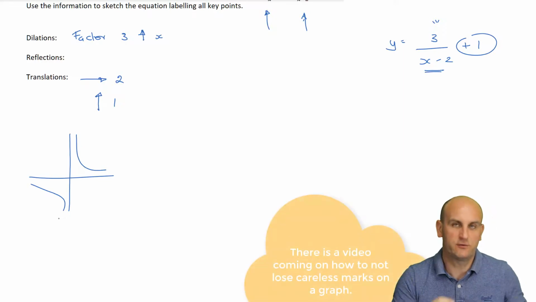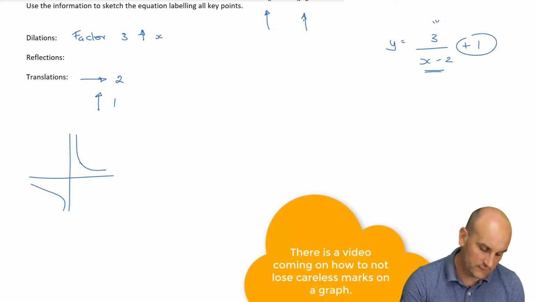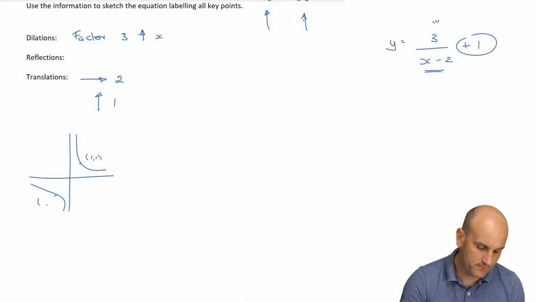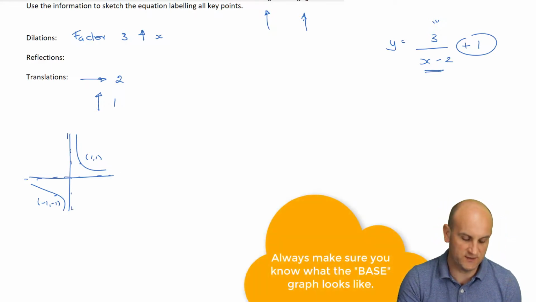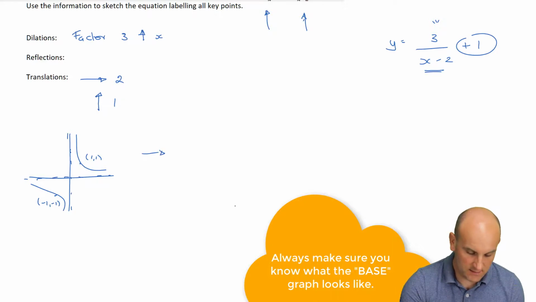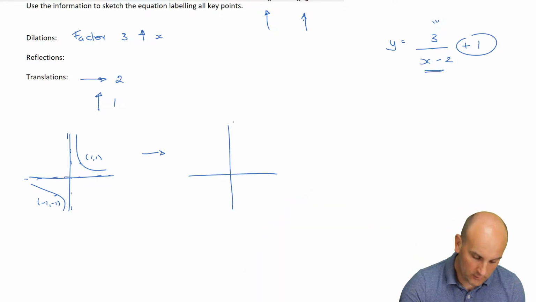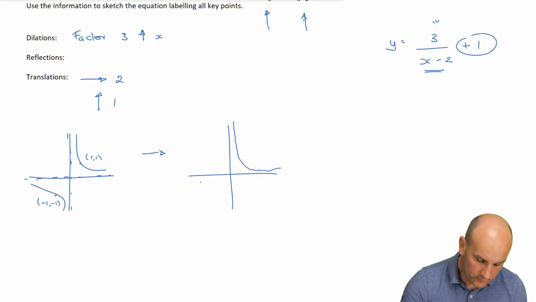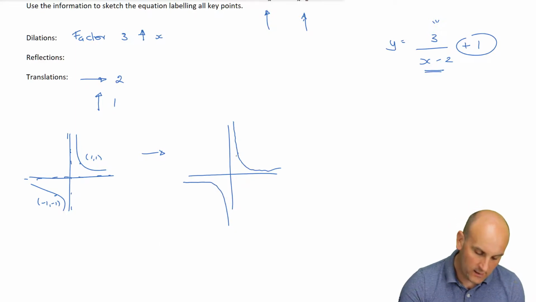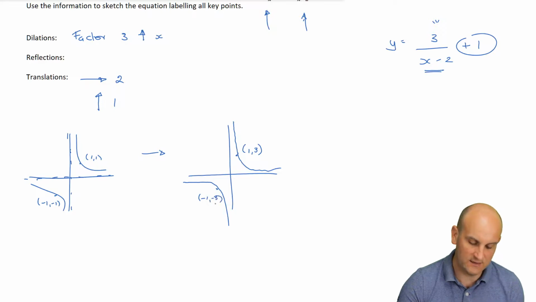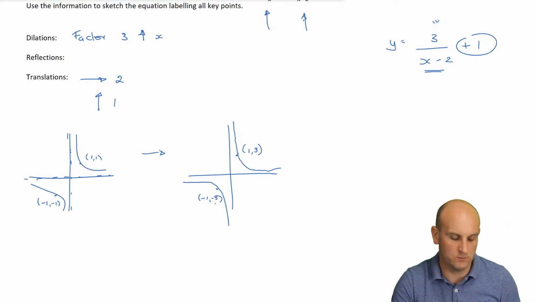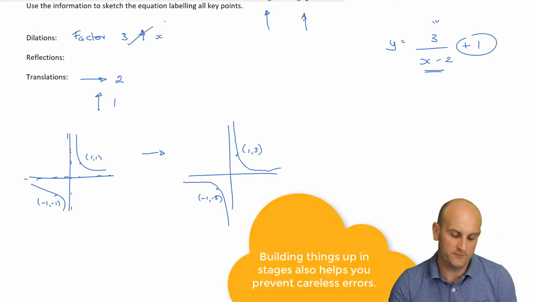So I'm dilating a factor of 3 away from the x-axis. So first things first, we've got points 1, 1 there, and minus 1, minus 1. I know this. I also know that I've got asymptotes here and here. All important information. So the first thing I'm going to do is stretch that graph. So that's going to become, well, if it stretches, it's going to look pretty much the same. Let's try and draw it a little bit more accurately. But now I know that this point here is going to be 1, 3, and this point here is going to be -1, -3. So I'm already building up. I've got that one important coordinate point. So there's my factor 3 away from the x-axis.